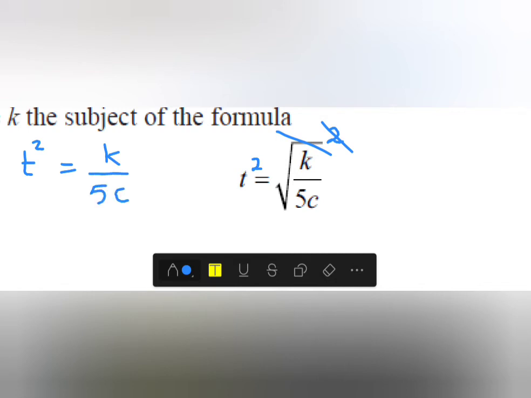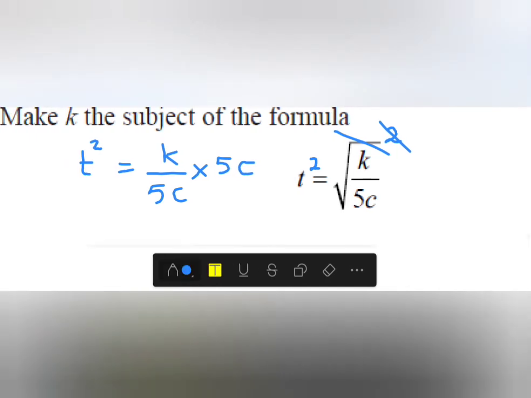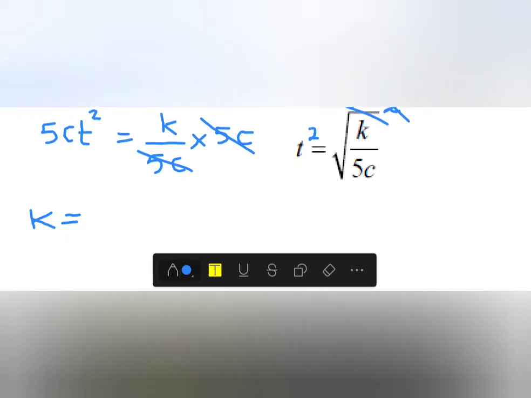Very good. Now I have divide 5c here and I want k alone. So I'm going to take it to the other side by what? Very good, by multiplying. Or I can multiply both sides by 5c. It's the same idea. So I multiply by 5c here and I multiply by 5c here. It's going to be like this. And this goes with this, and the answer will be what? K equals, good, 5c t squared. And this is how you answer a question like this.